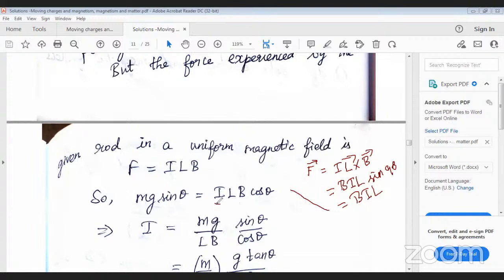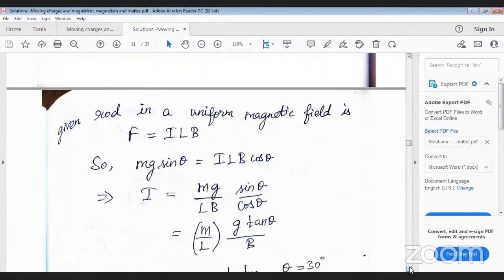From here I need to find out the current value. So I am bringing all the terms to the other side. So mg by LB, this is sin theta by cos theta. That will be tan theta. So this is I equals m by l into g tan theta by B. The sin by cos will give you tan. So m by l g tan theta by B.